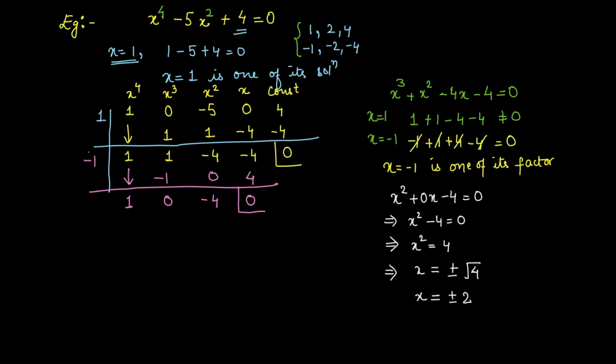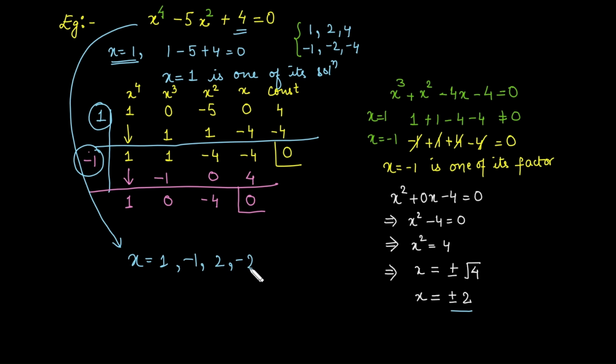So how many roots are there for this one? There are 4 roots because the highest power is 4. And the roots in this case are x is equal to 1, that is written over here. The next root is minus 1. The next roots are plus 2 and minus 2. So these are the 4 roots in this case.